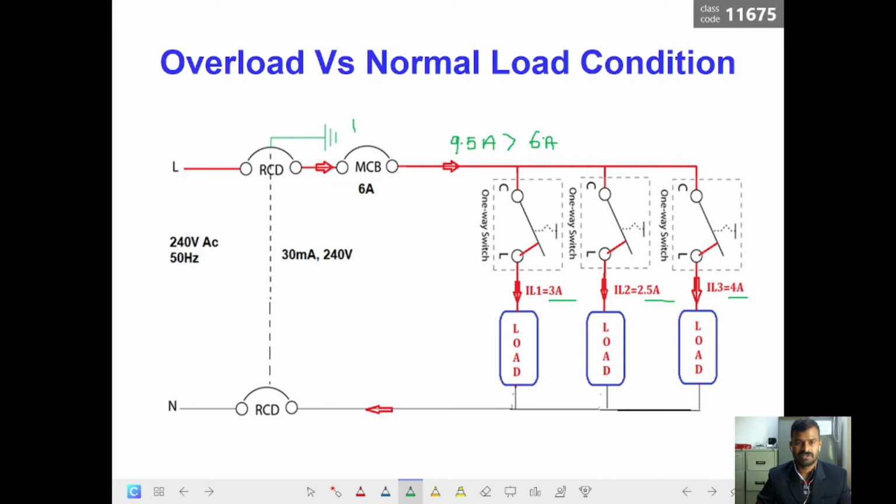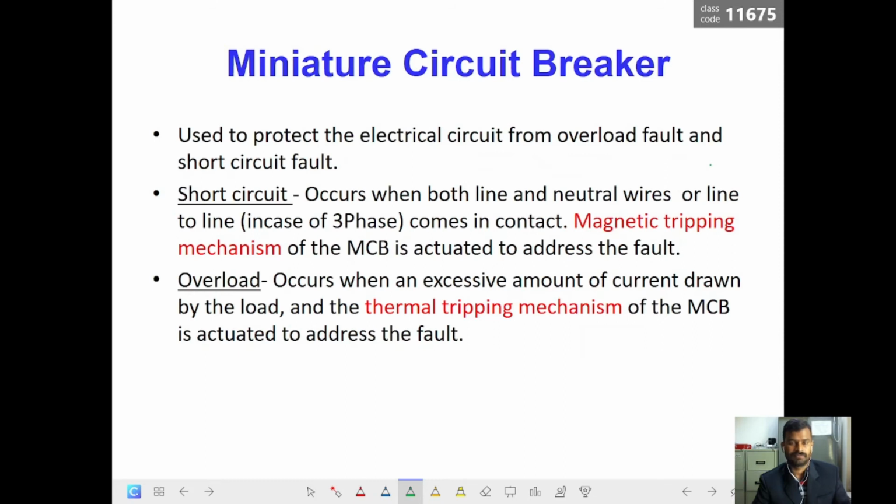If it is a B6 type, until 30 amperes it is an overload condition. Slowly, for 10 amperes, if it takes, say for example, 20 seconds, then for 20 amperes it would take 10 seconds, like that. So the time will keep decreasing, and when it comes to 30 or more than that, it will come to 0.1 or less than 0.1. So this is about the overload condition versus the normal load conditions.